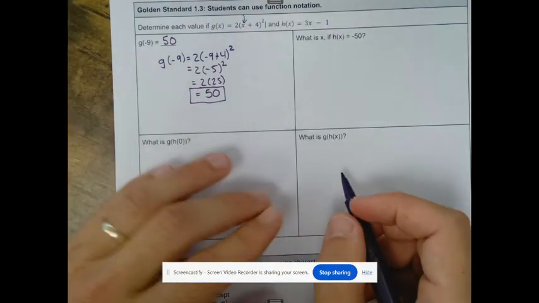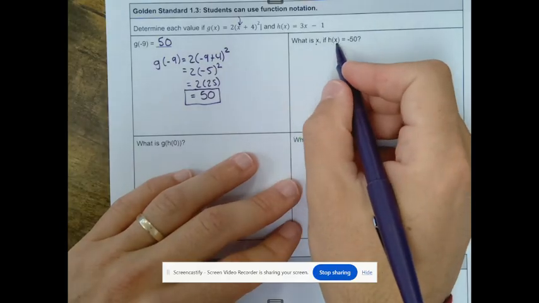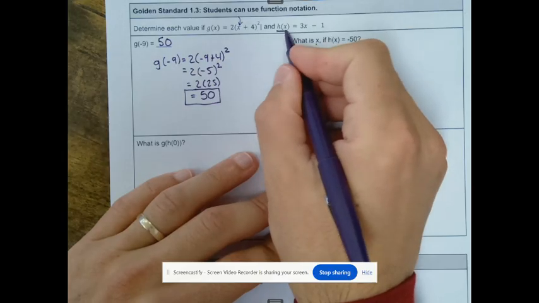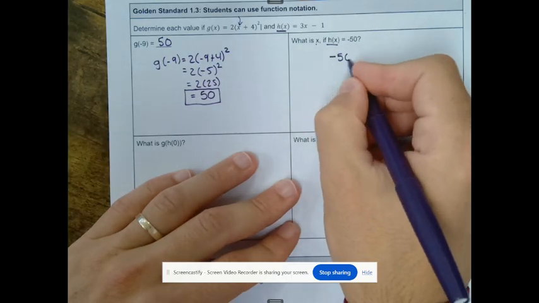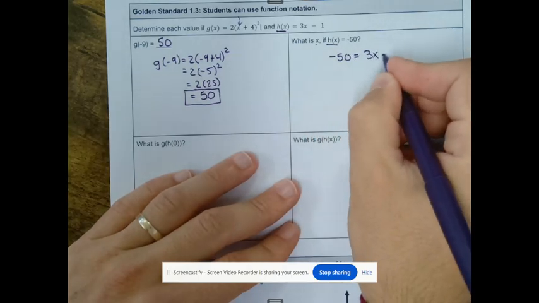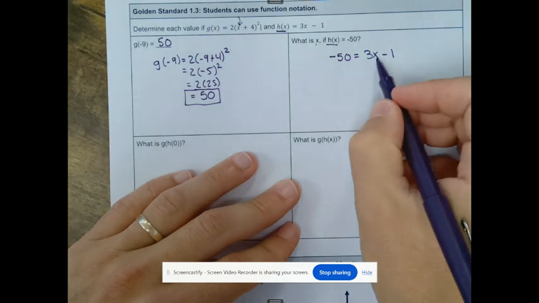All right, next step. What is x if h of x equals negative 50? Notice, h of x. That means negative 50 is our output. We are solving for x. If it says what is x, that means we're solving for x.